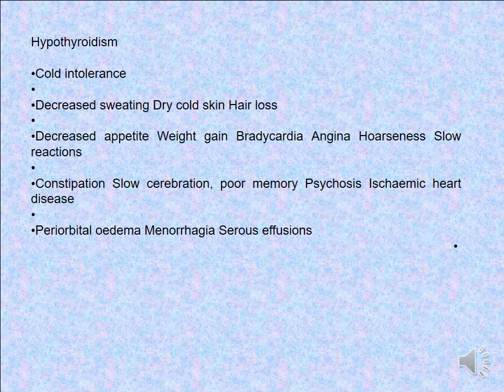The main features of hypothyroidism are cold intolerance, decreased sweating, dry cold skin, hair loss, decreased appetite, weight gain, bradycardia, angina, hoarseness, slow reaction, constipation, slow speech or memory, psychosis, ischemic heart disease, periorbital edema, menorrhagia, cirrhosis, and effusion.